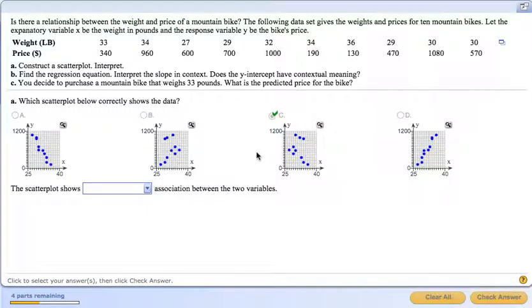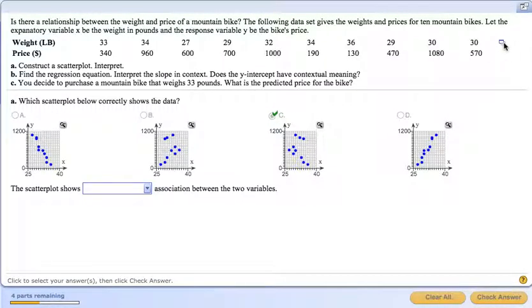Okay, I'm going to use number 11 from our assignment to illustrate how we can use StatCrunch on this type of problem. Is there a relationship between the weight and height of a mountain bike? That's the big question. We constructed a scatter plot. I skipped through that question already. Now find the regression equation, interpret the slope in context, and does the y-intercept have contextual meaning? Okay, so let's go through that.